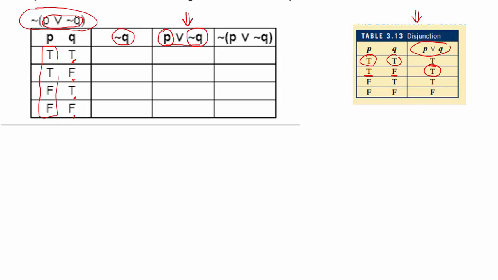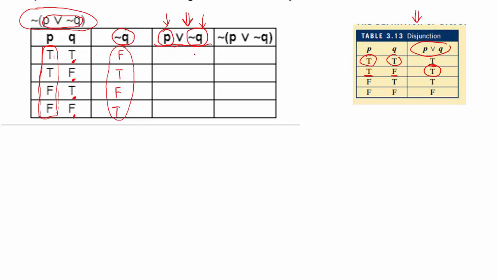So if Q is true, then the negation of Q is false, right? If Q is false, then the negation of Q is true. If it's true, it's false again. If it's false, it's true. Okay, so now you have the truth value of the negation of Q. So basically now you have the truth value of these two pieces, right? So you're going to look at this, okay, and you're going to look at this, okay, to decide the truth value of this disjunction.